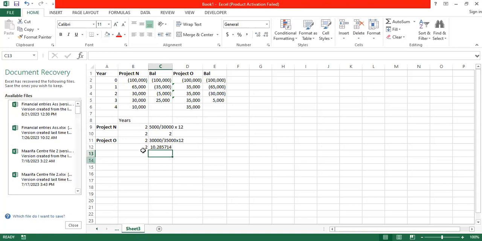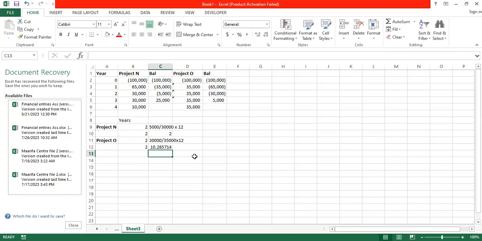All right. So you can then run your assessment now. Ask yourself which project has the shorter payback period and which one has the longer payback period. So clearly, project N has got the shorter payback period, and project O has got a slightly longer payback period. It's only longer by 8 months.